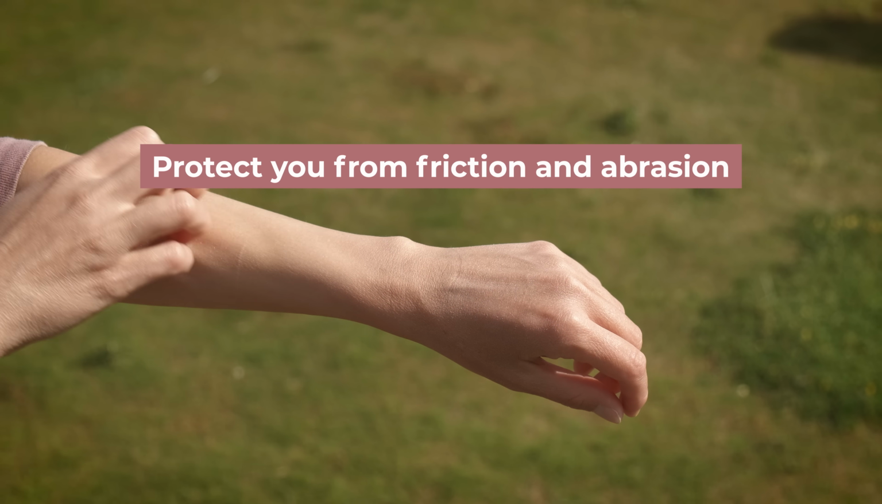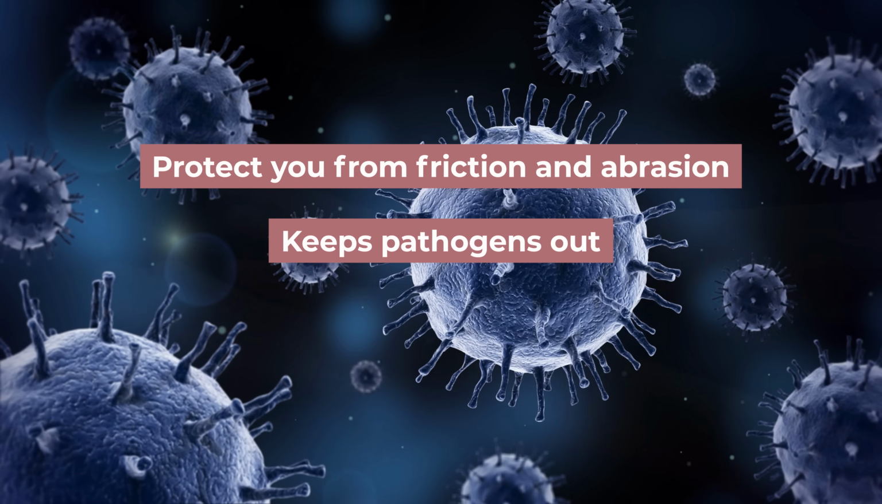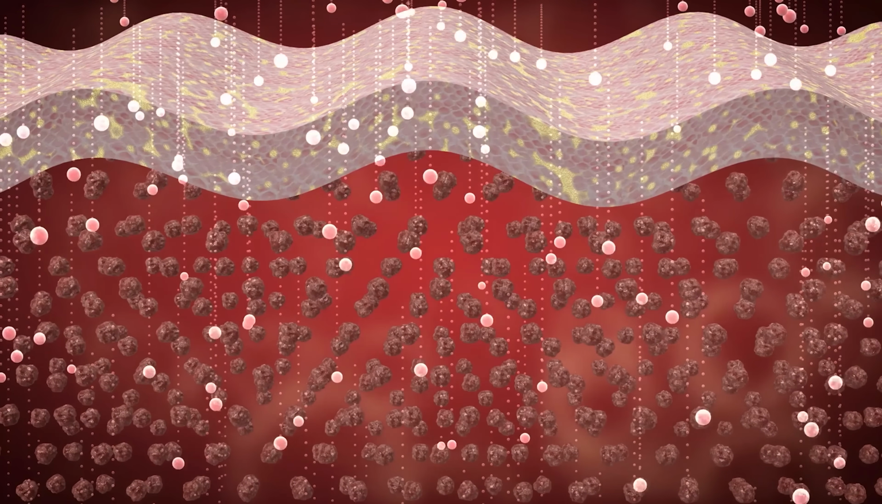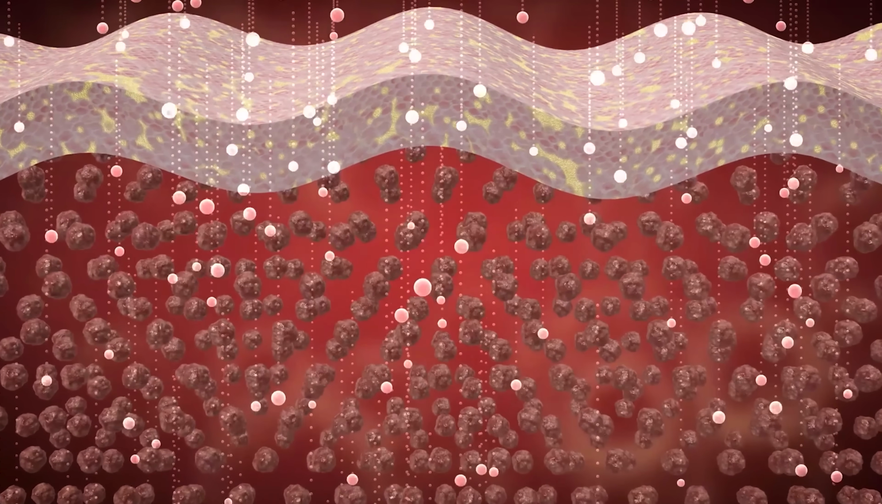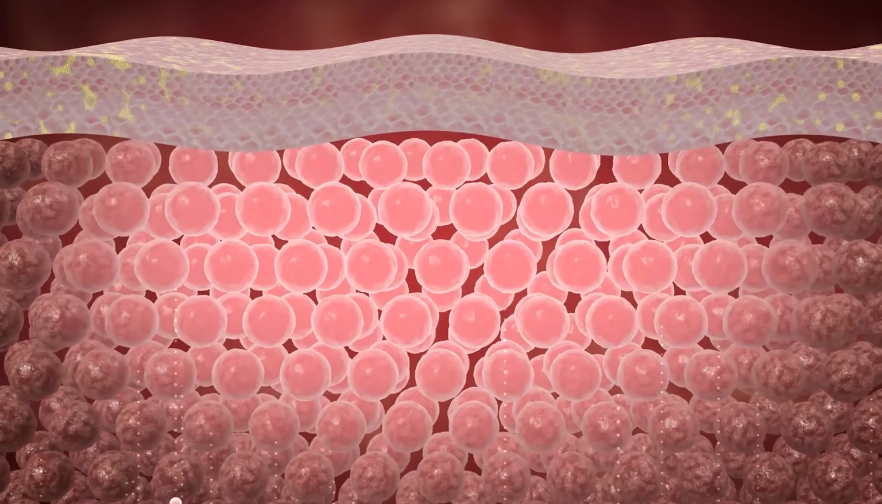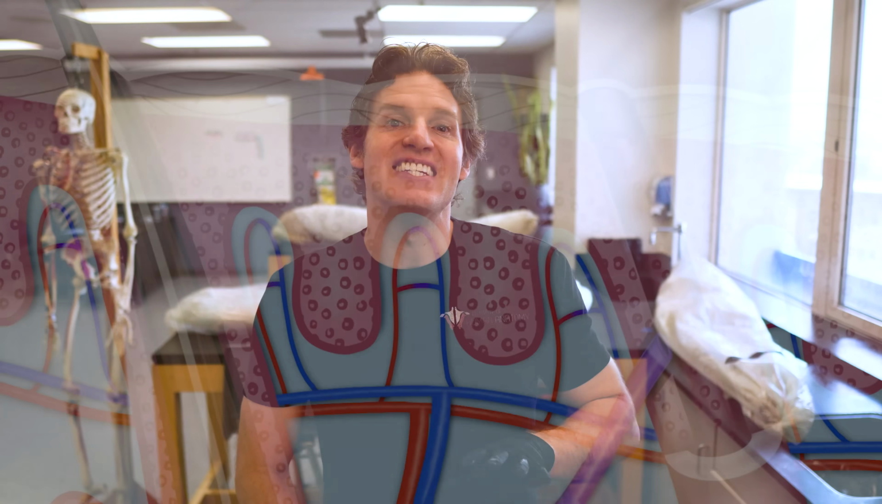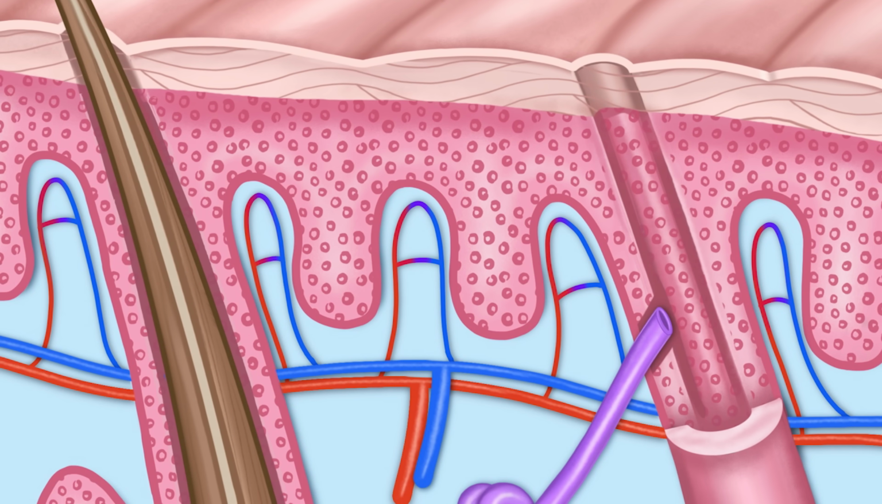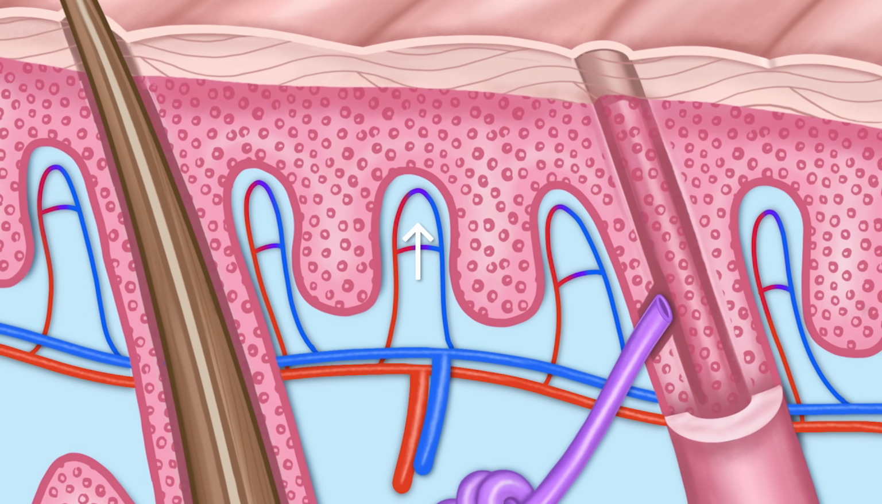But the epidermis has multiple functions. Some of those are to protect you from friction and abrasion, it keeps pathogens out, and it even waterproofs your skin. It's also constantly regenerating itself by producing new cells daily, with the old cells constantly flaking off and contributing to the dust of your house. But something that is interesting about the epidermis is that it is avascular, meaning that it doesn't have blood vessels running through it. Instead, it's going to get its blood supply from the dermis.